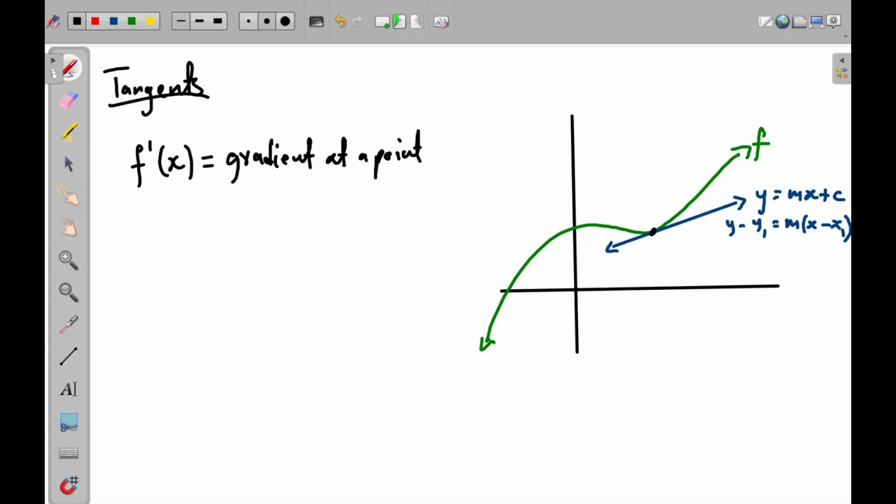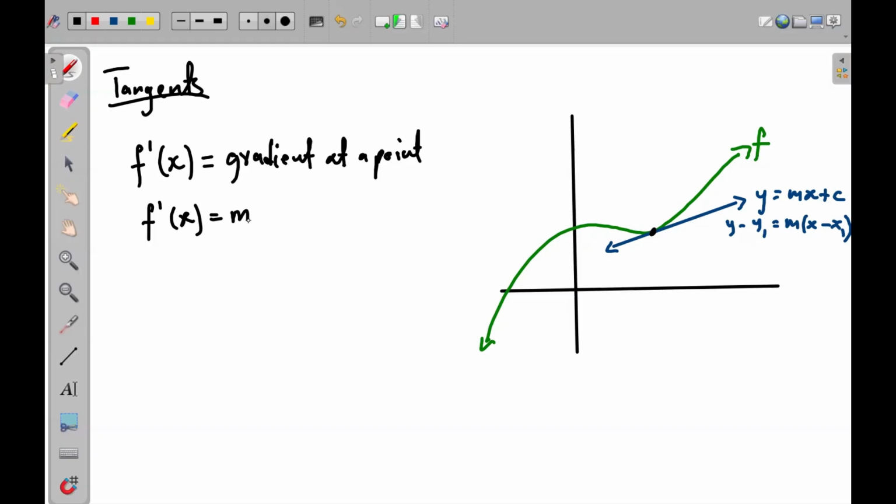So in other words, I can conclude and say between these two functions, okay? In other words, between the green and the blue, I can conclude that when I find the first derivative of the green, that first derivative is actually equivalent to the gradient of the tangent. This is critical. This is one of the important facts that will actually develop your understanding of calculus.